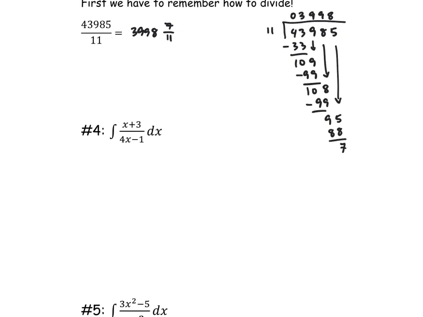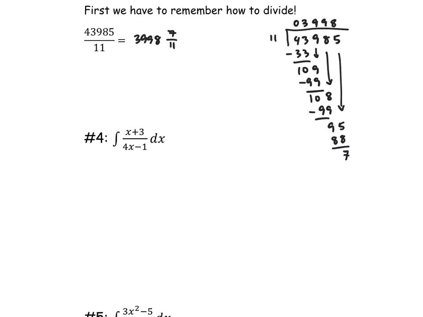So let's do that. All right, so just like 43,985 went inside the division symbol, we're going to put x plus 3 inside the division symbol. Okay, so 4x minus 1 is going to go outside. So how many times does 4x minus 1 go into x plus 3? Well, it goes in 1/4 of a time.